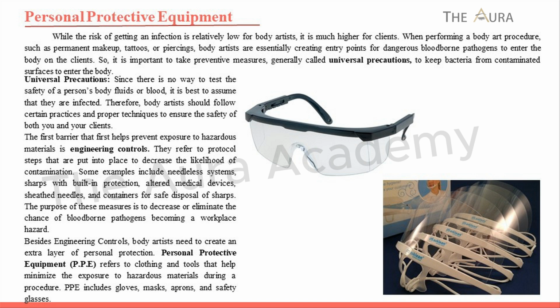The first barrier that helps prevent exposure to hazardous materials is engineering controls. They refer to protocol steps that are put into place to decrease the likelihood of contamination. Some examples include needleless systems, sharps with built-in protection, altered medical devices, sheathed needles, and containers for safe disposal of sharps. The purpose of these measures is to decrease or eliminate the chance of bloodborne pathogens becoming a workplace hazard.